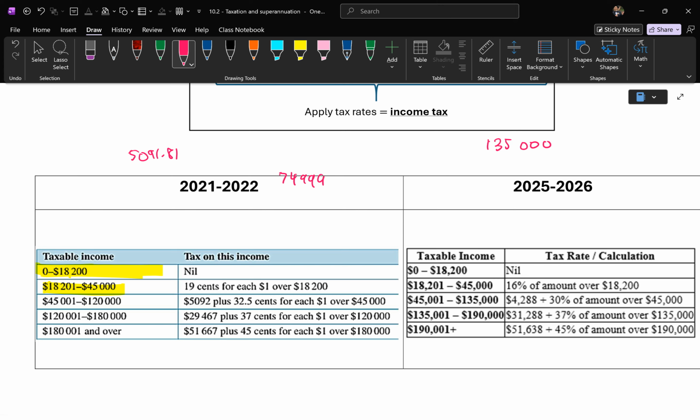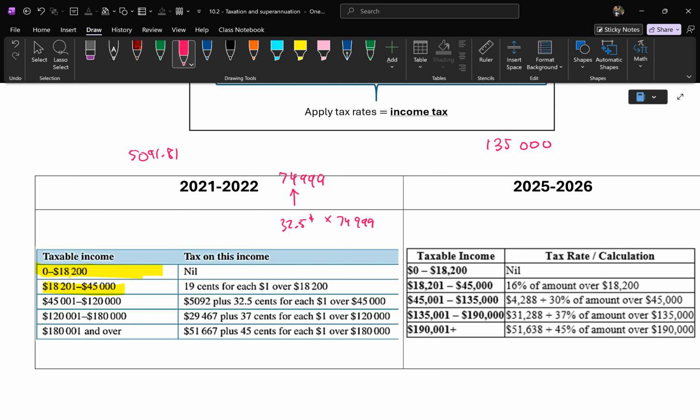Because I already earned more than 120,000, I earn 135,000, I pay the full amount of that section. So the full amount is this $74,999. I pay 32.5 cents for every dollar over. So I've got $74,999, I've got to times it by 32.5 cents plus the 5,092. Does that make sense? So here, I need to times this $74,999 by 32.5 cents, because every dollar I pay 32.5 cents in tax.